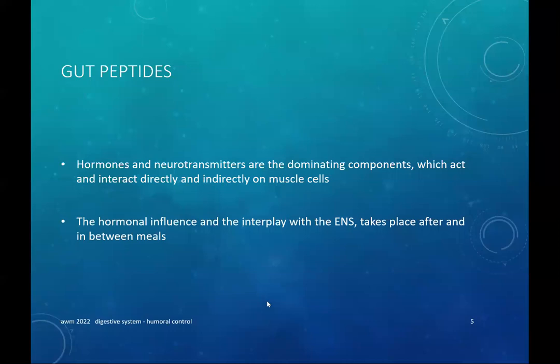Okay. Now, the hormonal influence and the interplay with the enteric nervous system takes place after a meal and also in between meals. I think I remember telling you last week that the cocktail or mixture of gut peptides that are secreted will change from meal to meal. It will depend on the content of the meal. And that is why you'll find that some meals will affect you differently, even your mood and your well-being and the way you look, your perception of things, because of the interplay and the stimulation of the peptides that are released.